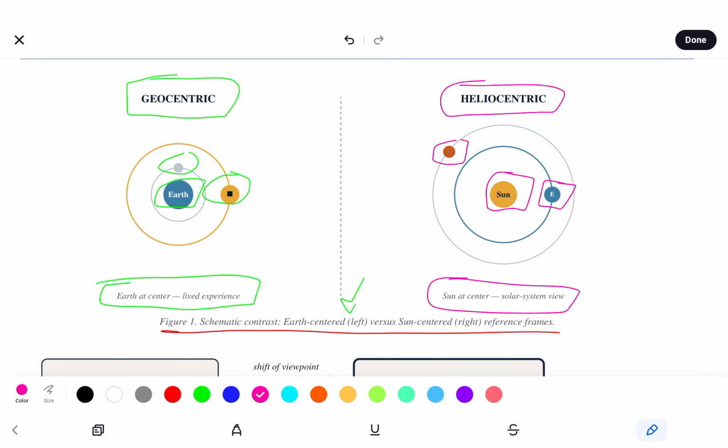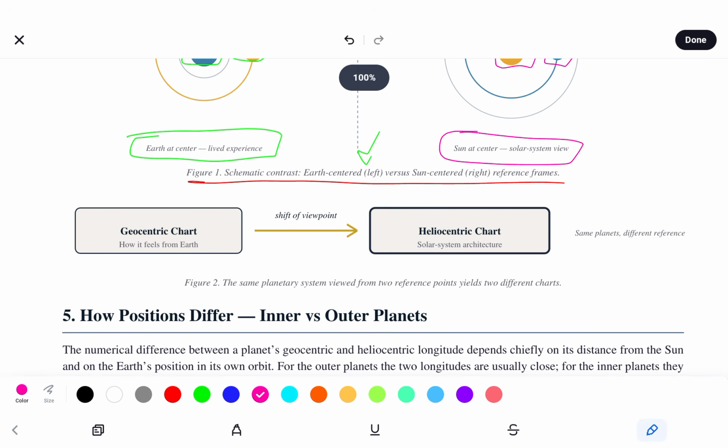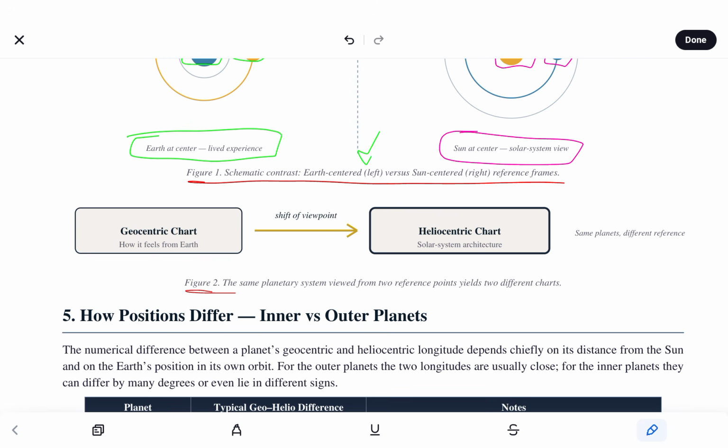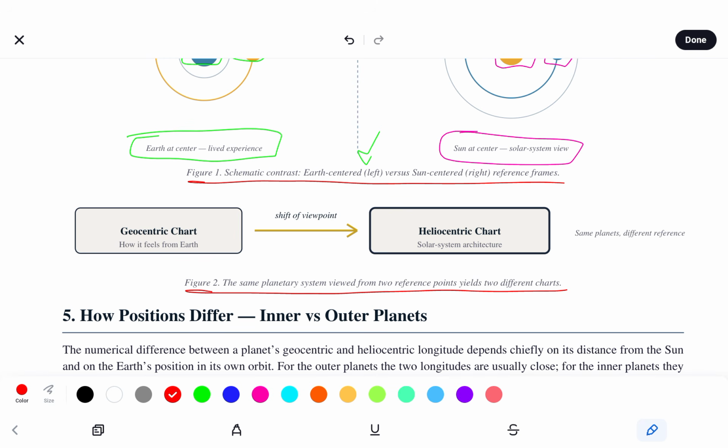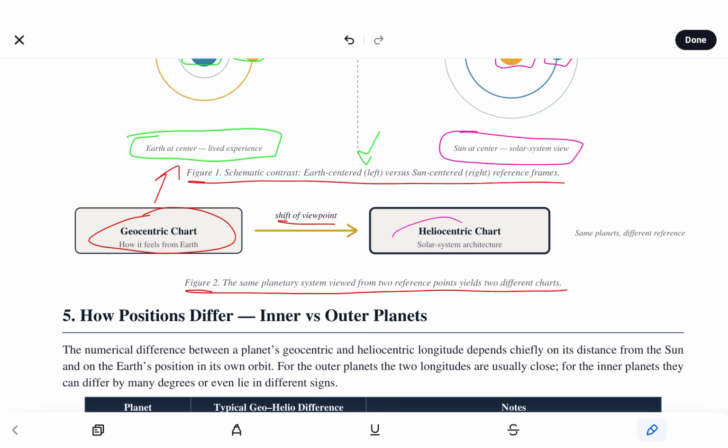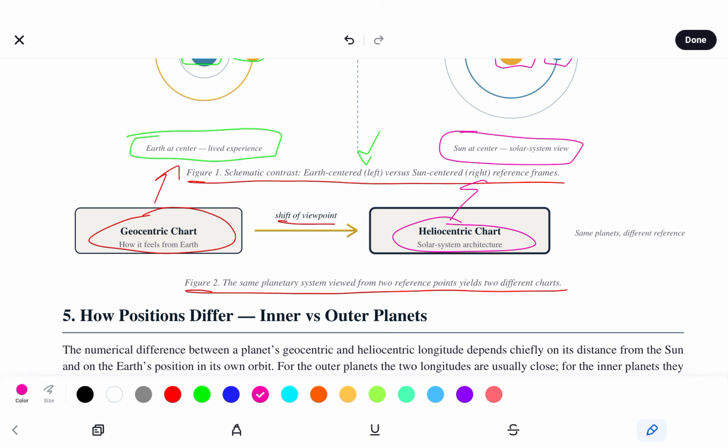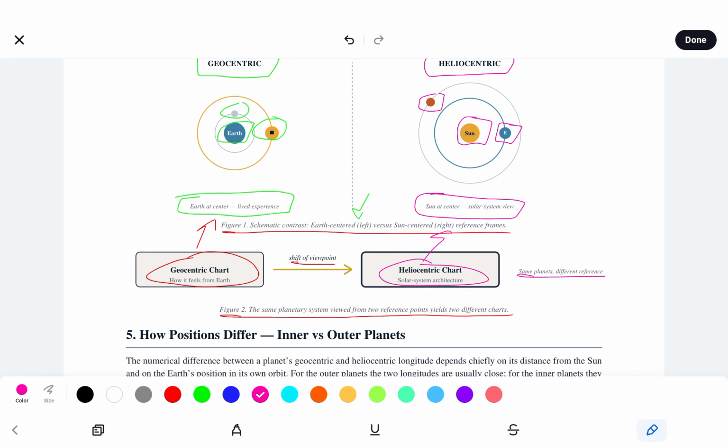And there we go. So the shift of viewpoint here, the same planetary system viewed from two reference points, yields two different charts. We see the geocentric chart, how it feels from Earth, and that shift of viewpoint brings us to the heliocentric chart, the solar system architecture. So same planets, different reference.